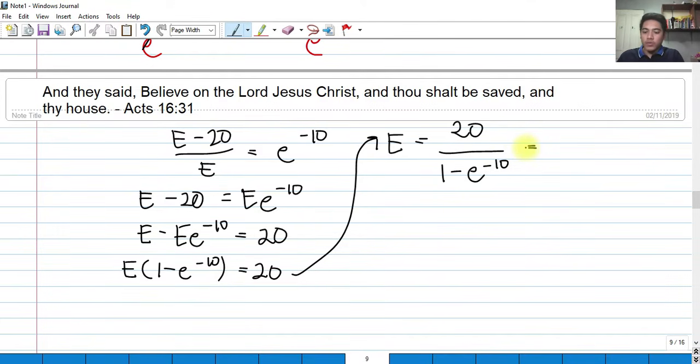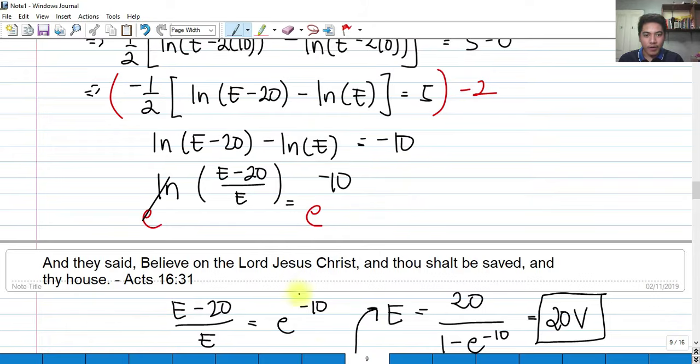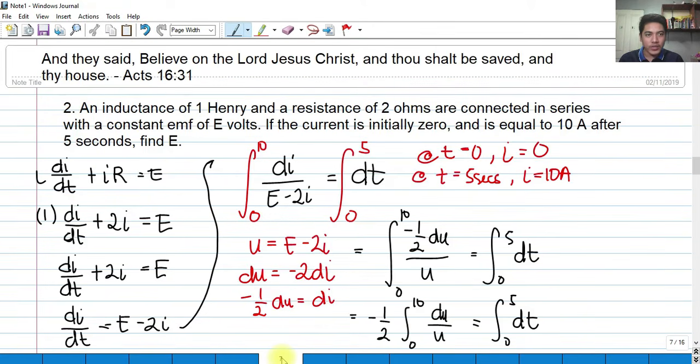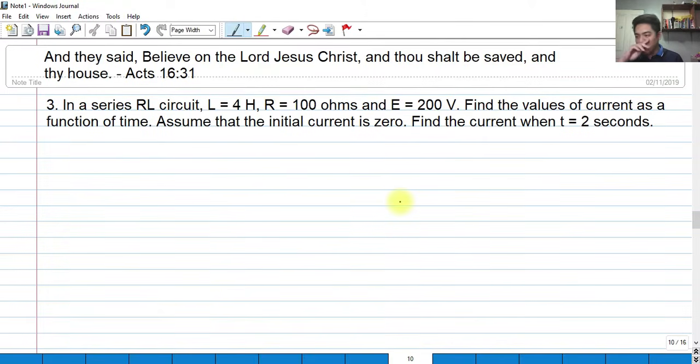And if we solve that using our calculator, we have an answer of 20 volts. Okay, and that is the value the problem is trying to look for: what is the value of the voltage source? So the answer in our problem number 2 is actually 20 volts. Okay, let's go on to our last problem.